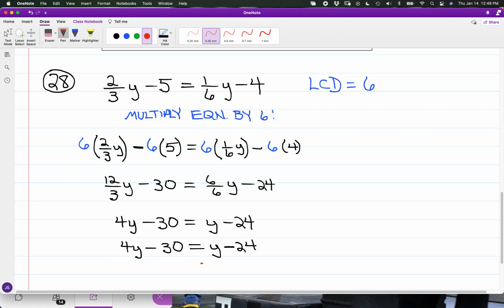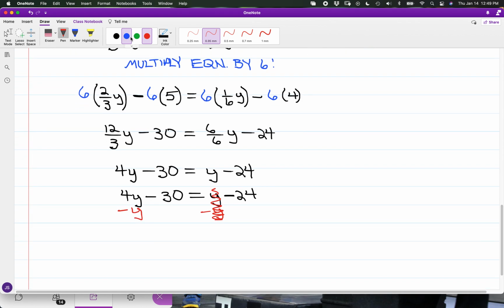Between 4y and y, normally I like to take away the smaller variable term. So in this case, this is going to be y. I'm just going to take away y from both sides. Now in combining, we have 4y minus y, this will become 3y. Now we have minus 30 is equal to negative 24.